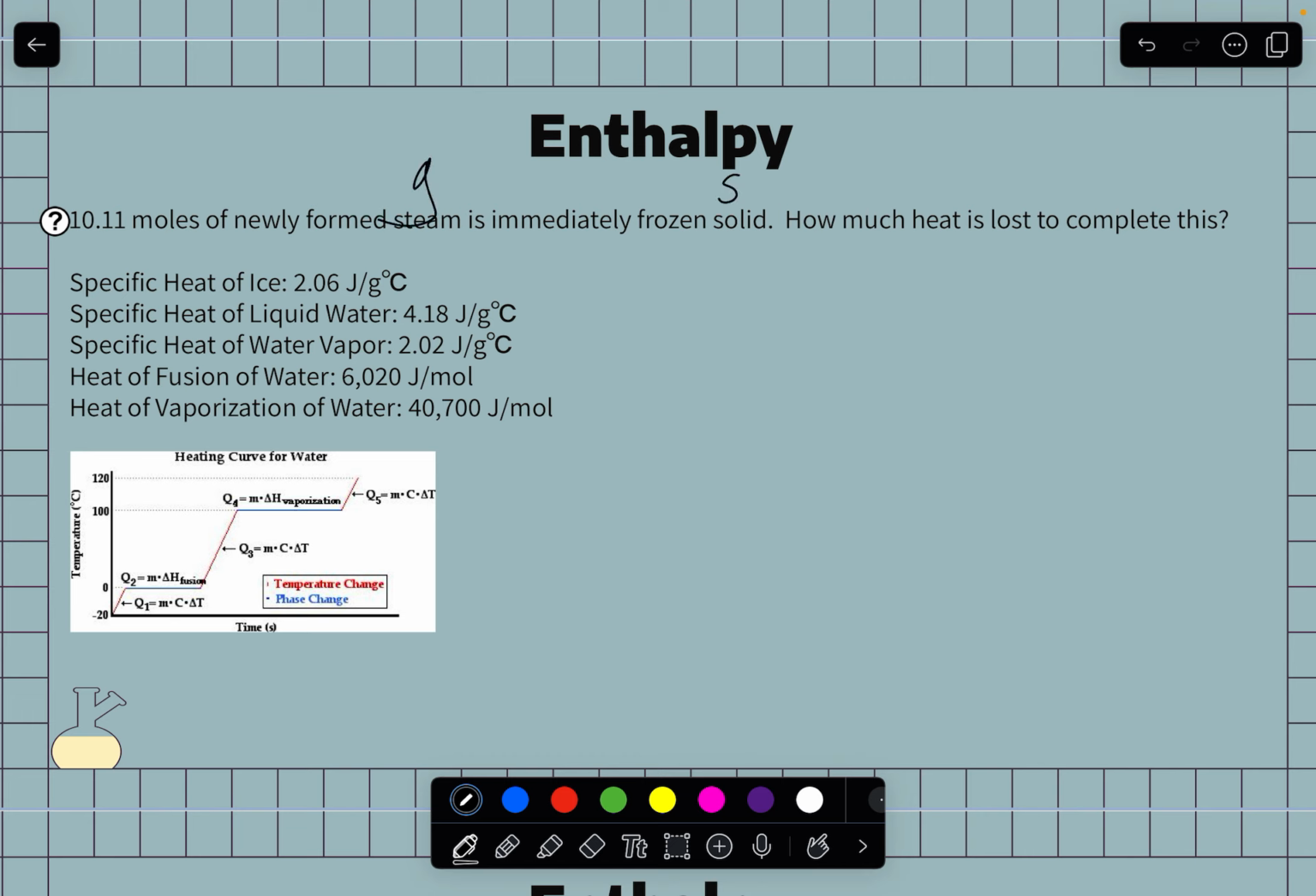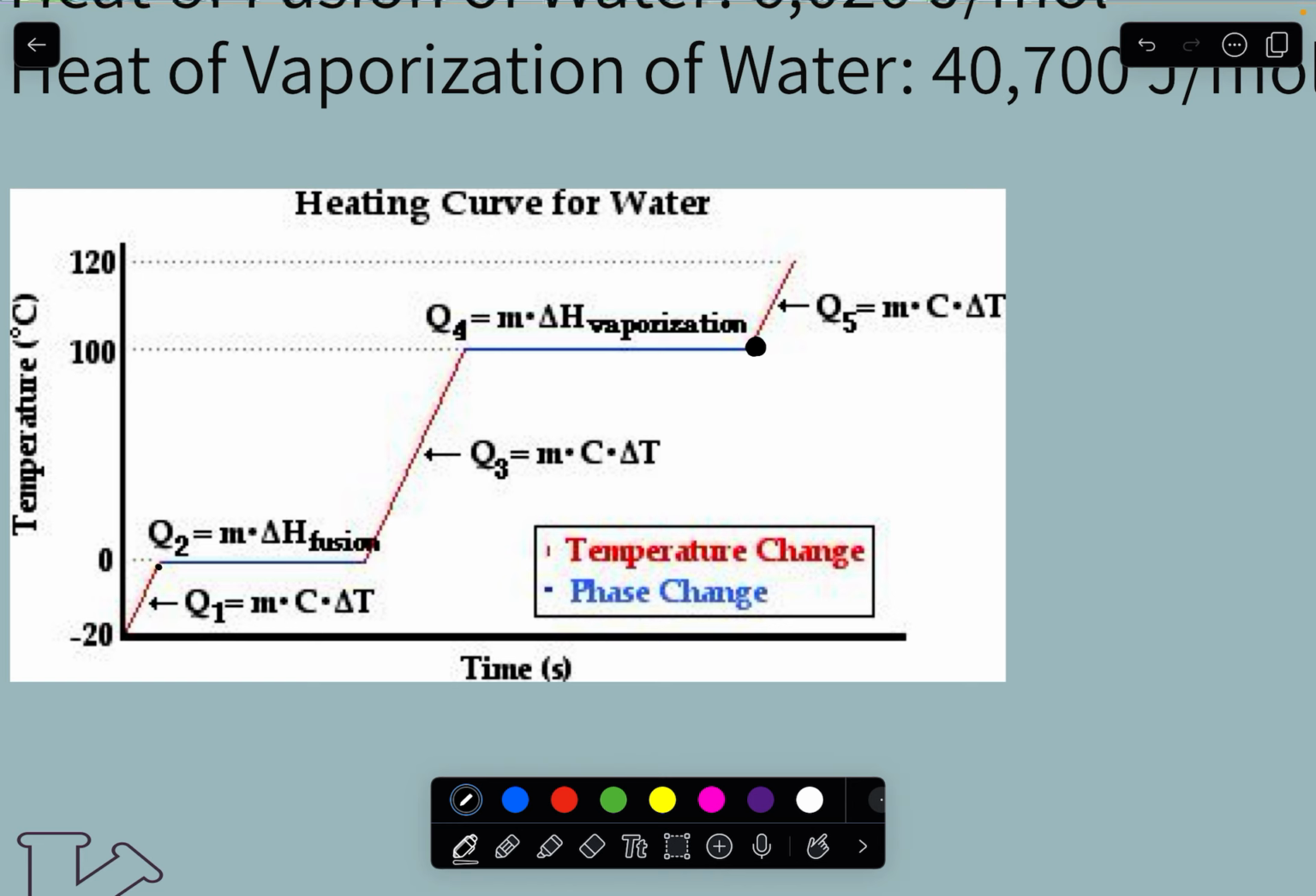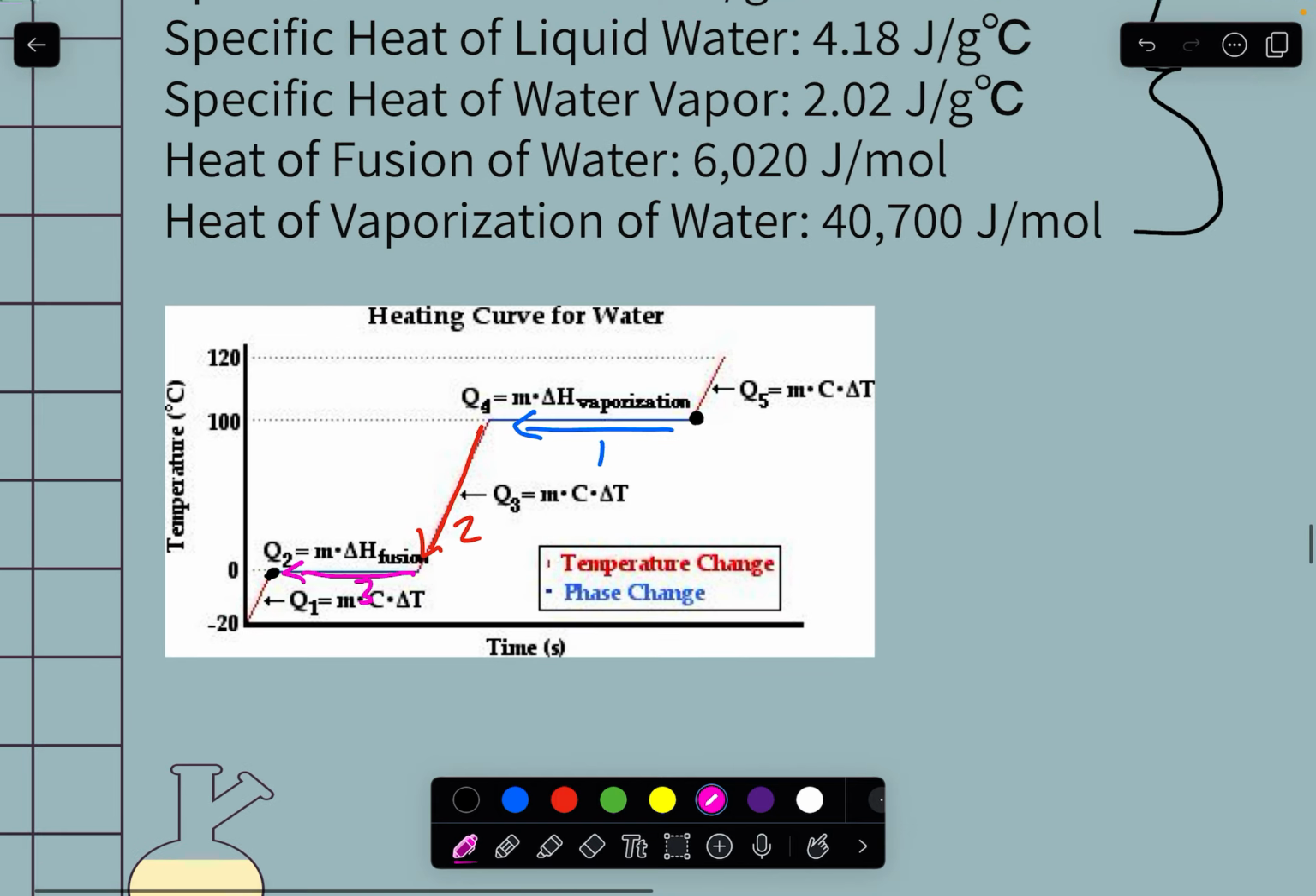Okay, so if you think about it, if we look at this graph, let me zoom in real quick. We're starting as newly formed gas, so we're right at the bottom there, and it said immediately frozen solid. We're going to here. Okay, so we're passing through a few different parts. We need to do 3 steps. Let me do the third one a different color, and we'll actually do these in different colors. There. Okay, so we have three different steps.